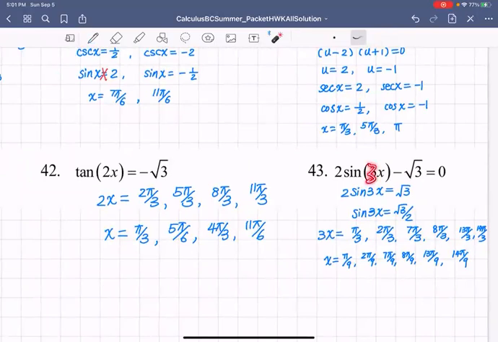If you have 3x, you are going to add 2 pi to this, and then add another 2 pi, another 2 pi. After you divide by this number, your largest value will still be within 2 pi. Okay, so you have 1, 2, 3, 4, 5, 6. You have 6 solutions. Okay.